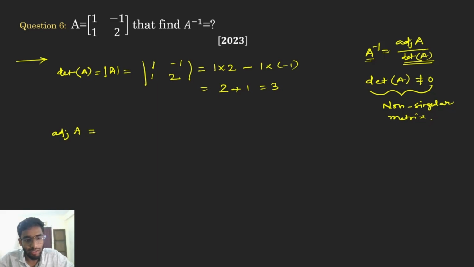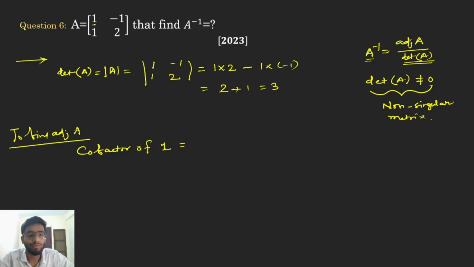Adjoint A: first we have to find the cofactor of all these elements. Let me write it simply. To find adjoint A, first we find the cofactor of 1. Its position is 1 1, so there is a positive symbol. Or simply you can memorize it that way.